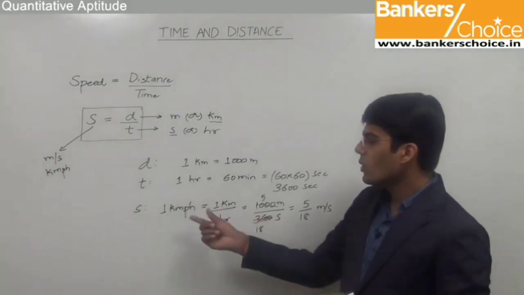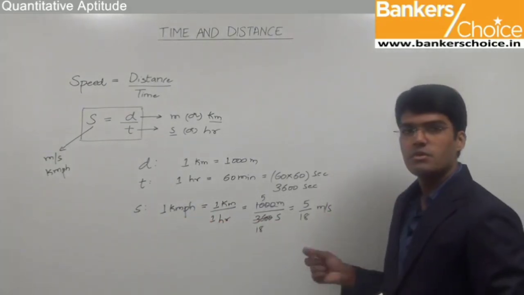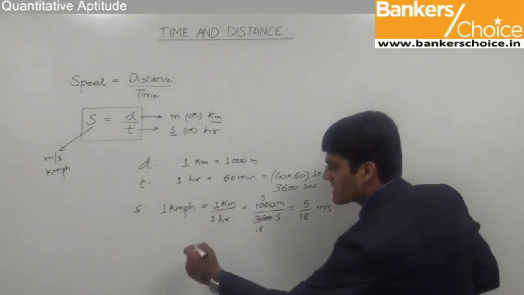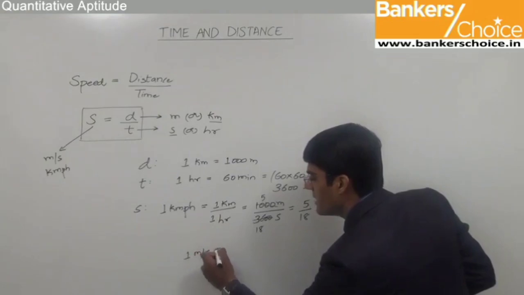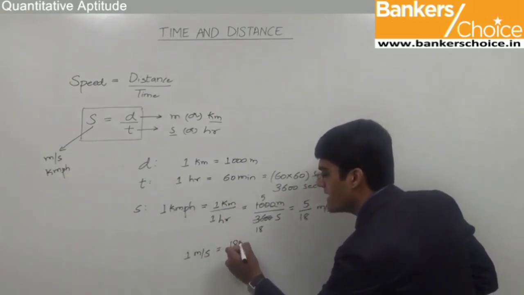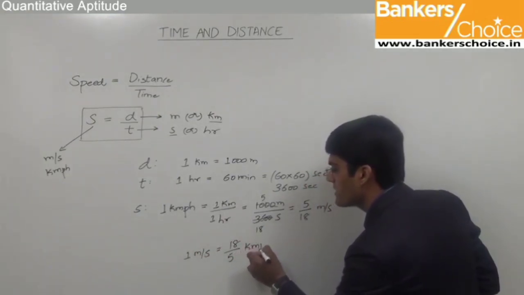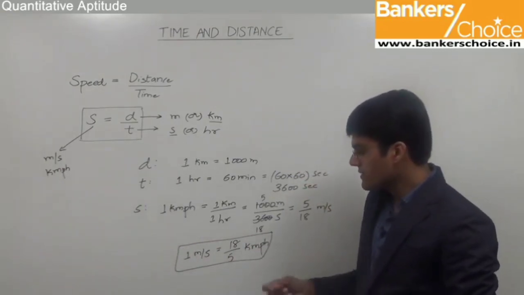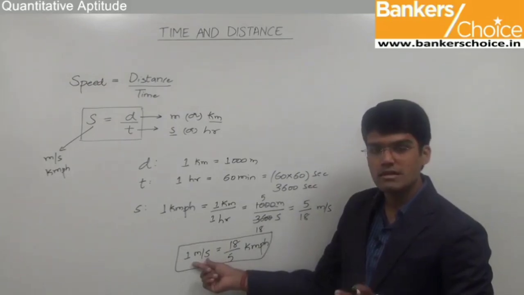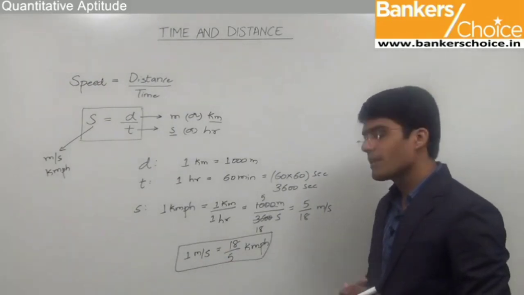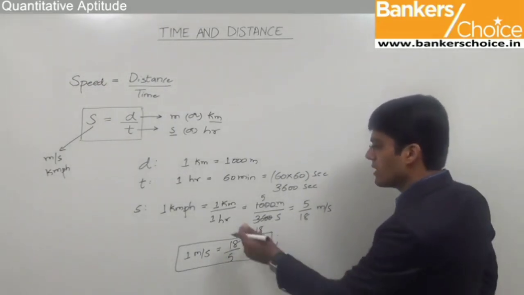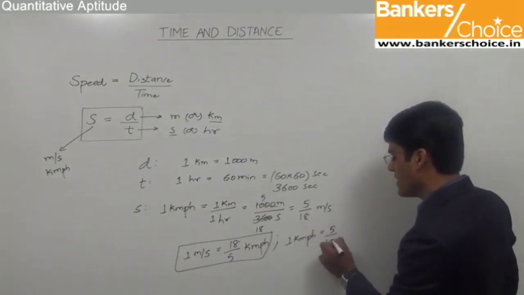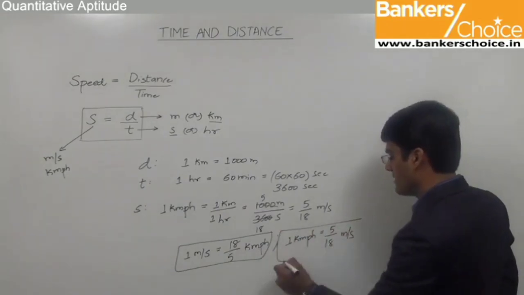So whenever we have to convert kilometers per hour to meters per second, we should multiply the given magnitude by 5 by 18. And from this we can understand that 1 meter per second will be equal to, if we take it to the other side, 18 by 5 kilometers per hour. So this is how we can convert meters per second to kilometers per hour. Whenever we have to convert meters per second into kilometers per hour, we should multiply by 18 by 5. Or if we have to convert kilometers per hour to meters per second, we multiply by 5 by 18.